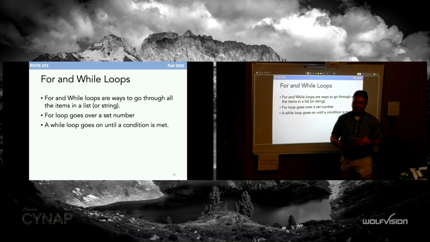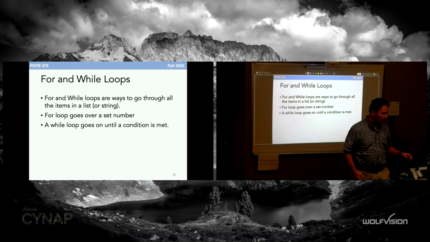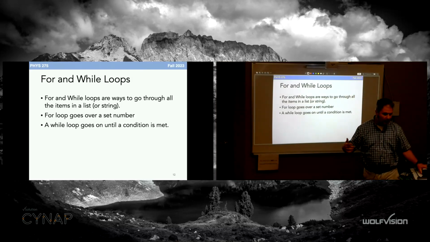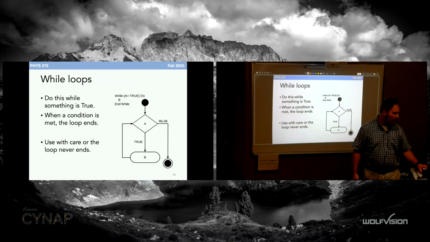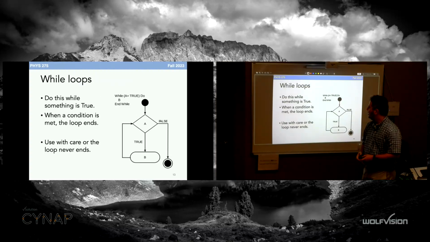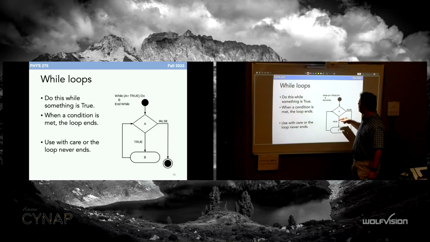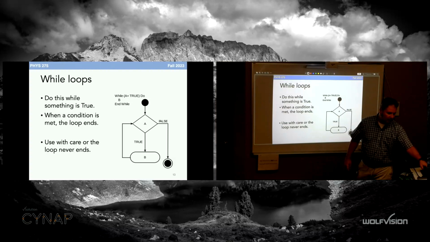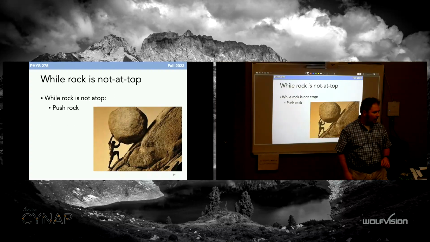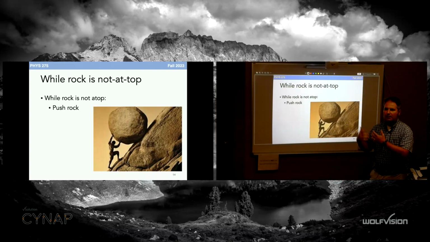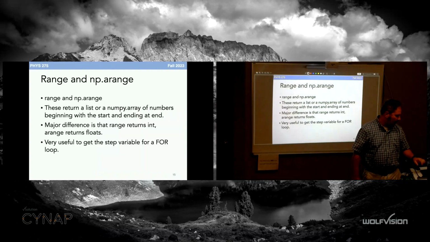While, however, is just while this statement is true. A for loop goes over a set number that you can determine. A while loop goes on until a condition is met. So, for example, do this while something is true. Then a condition is met, and the loop ends. So basically something turns to false while that happens. But you have to take care that the loop actually ends. Because while rock is not at top, push rock, this guy's still at it.